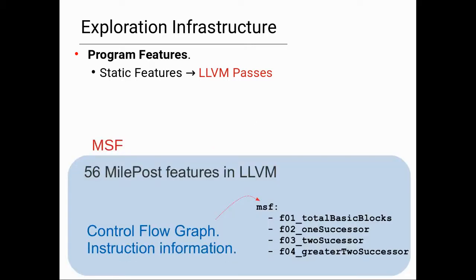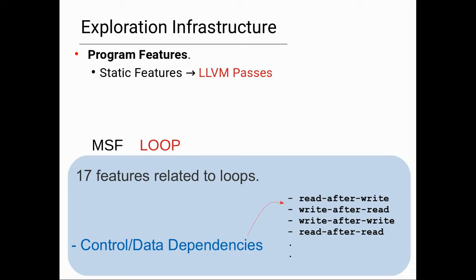We have the MESF pass, which has the 56 filters of Milepost but implemented in LLVM. It encompasses characteristics of the control flow graph and instructions, such as the number of basic blocks. The loop path is composed of 17 filters related to loop data and control dependencies, such as read after write and write after read data dependencies.